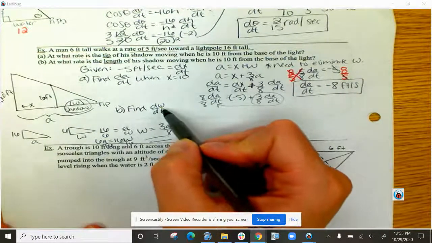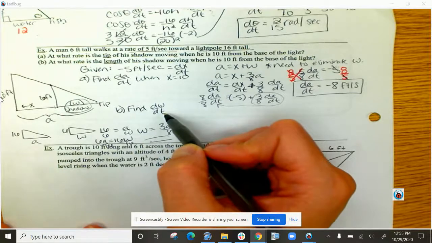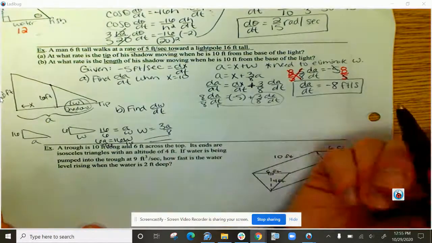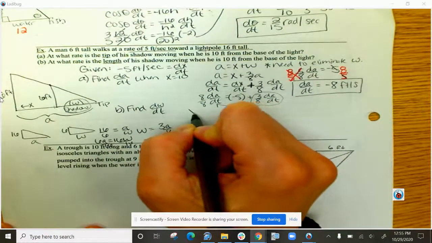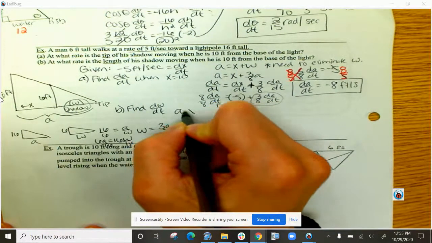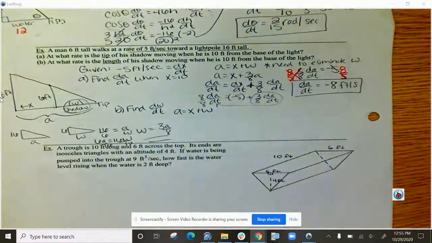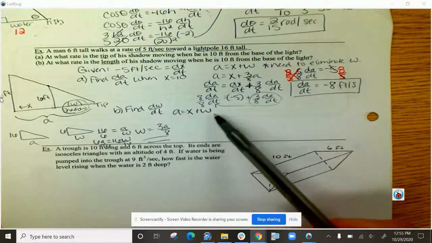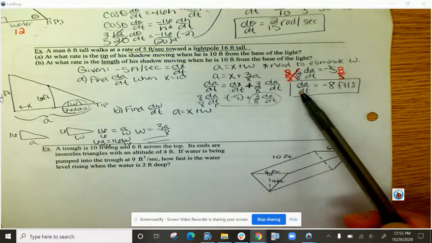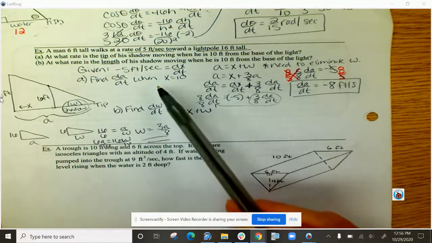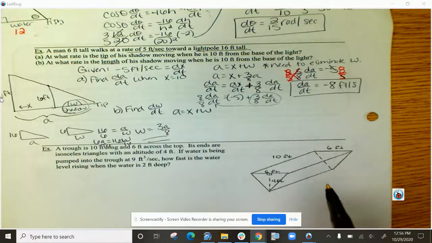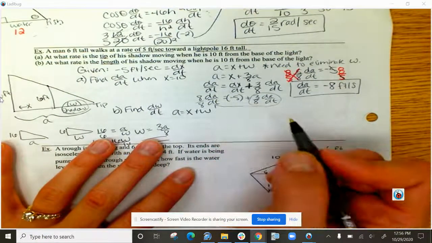So we're still going to use the same equation as we did before. But now we're needing to be in terms of W if we can. So again, our equation was just A equals X plus W. And I don't have to worry about having different variables anymore in this case because I have something about dA/dt, which I just found here. And I have dx/dt. So that's going to make things a little bit easier. And we're looking for dW/dt, so that's fine.